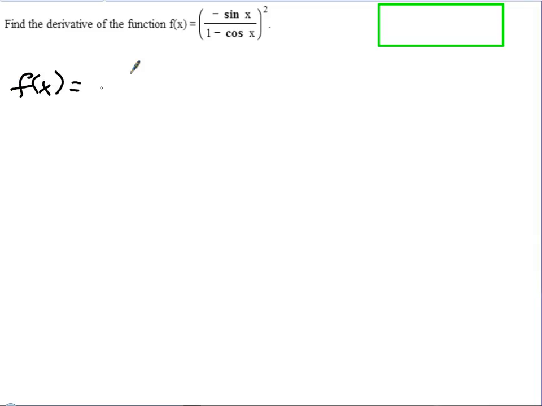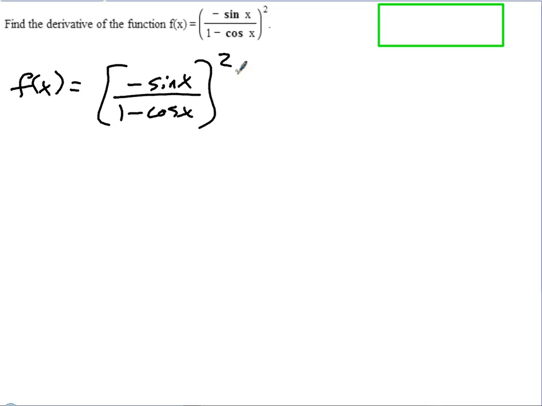So f of x equals the quantity, negative sine x over 1 minus cosine x, squared. So at the outermost level, what kind of a derivative is that one? It's chain rule. But the outermost link in the chain is what? Is it a power? Good. The outermost level, I've got this thing that's being squared. So f prime of x is going to equal 2 times that quantity to the 1.